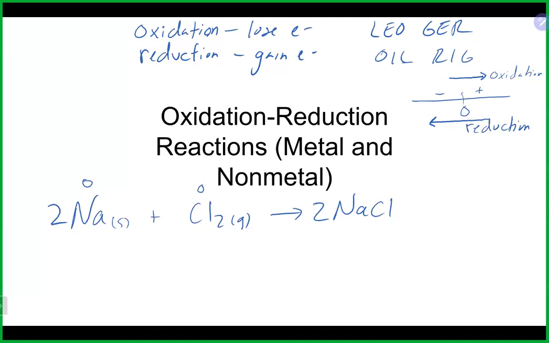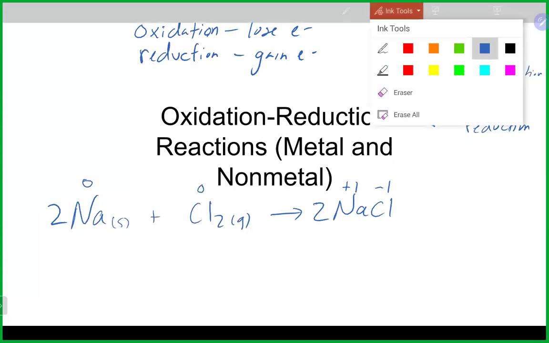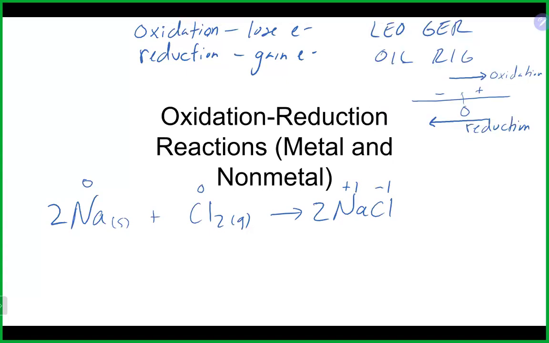But when sodium and chlorine come together, that is a metal and a nonmetal. As we talked a lot about, that makes an ionic compound, right? And when you have an ionic compound, you have a transfer of electrons. The sodium over here on the right is actually the +1 charge, and the chlorine on the right is the -1 charge. So if we want to know in this sort of reaction who is being oxidized and who is being reduced, we could use that little number line to help us.